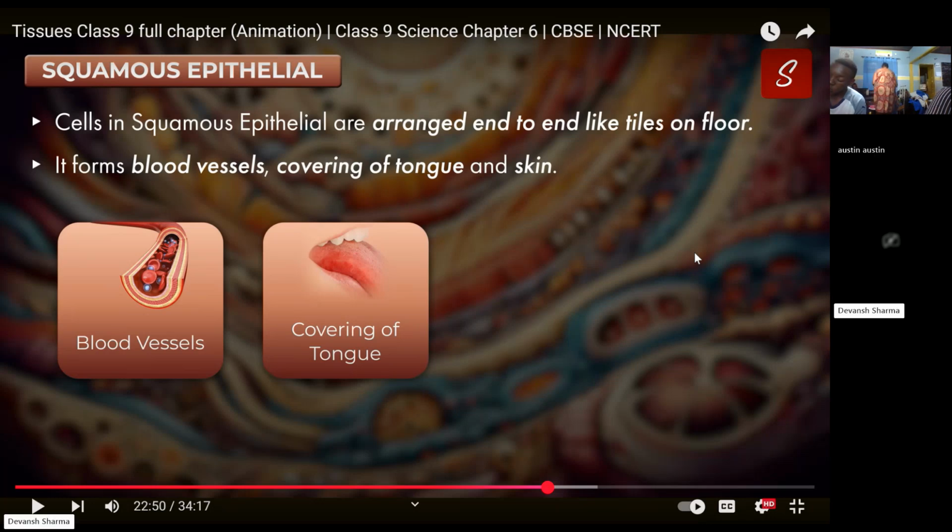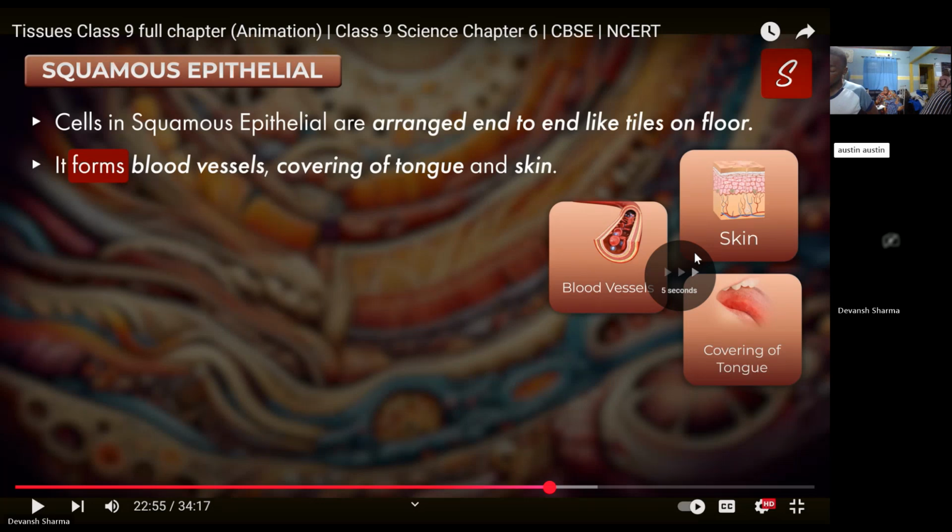Head to toe, our skin is made up of squamous epithelial. To me, I think squamous epithelial is like the soft skin, the outer skin, the soft part of it. Yes, this outer skin is made up of squamous epithelium.